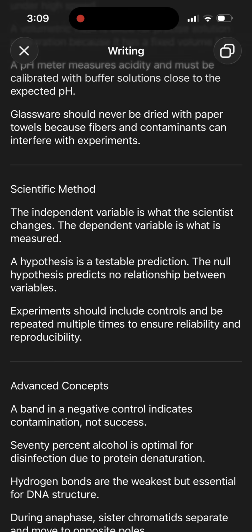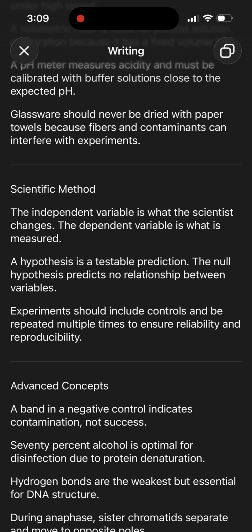Scientific method. The independent variable is what the scientist changes. The dependent variable is what is measured. A hypothesis is a testable prediction. The null hypothesis predicts no relationship between variables. Experiments should include controls and be repeated multiple times to ensure reliability and reproducibility.